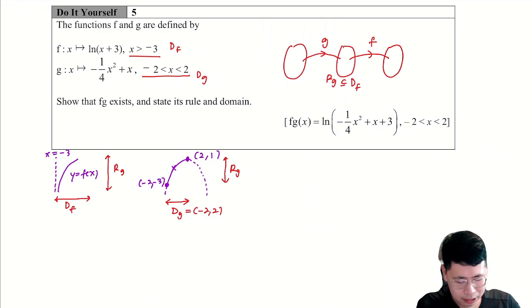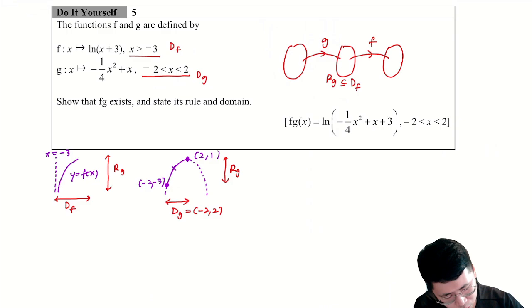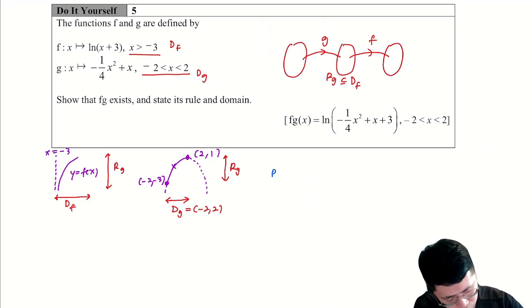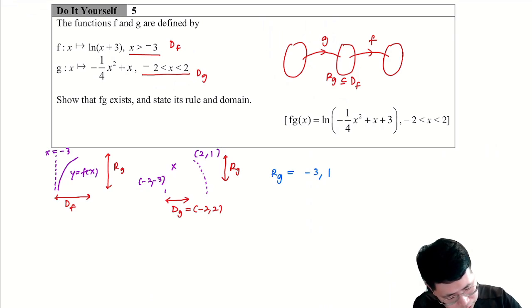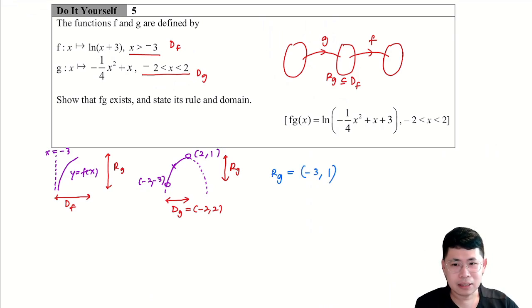So I think it's time to write down our statements already. First one, what is the range of g? The range of g is from negative 3 to 1. Oh, by the way, this is a hollow circle, because we cannot equal to this. So this will be a hollow circle over here at the maximum point. It will be negative 3 to 1, but we cannot put in this thing over here.